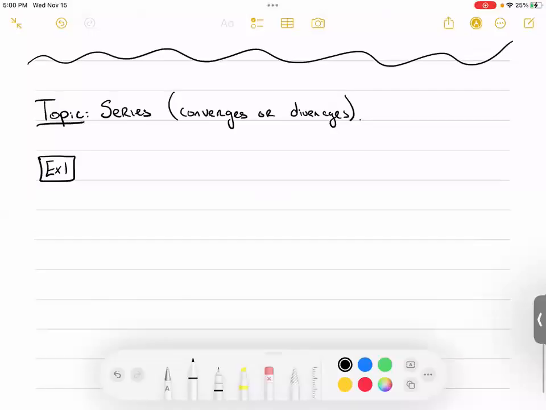All right, so hope this thing doesn't go too glitchy on us again. But let's look at our first example.